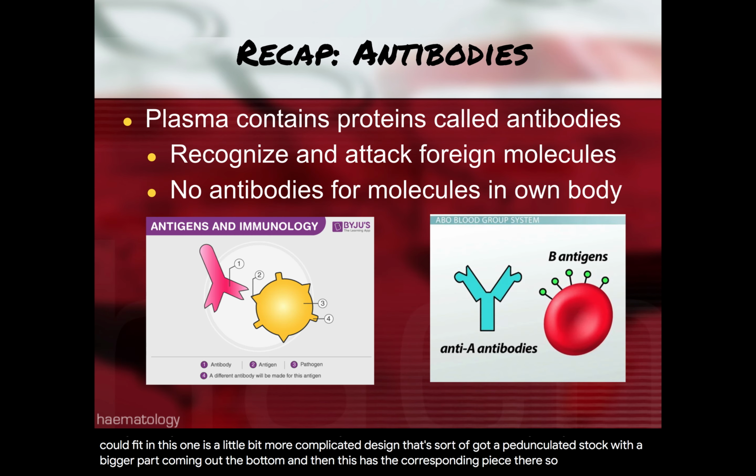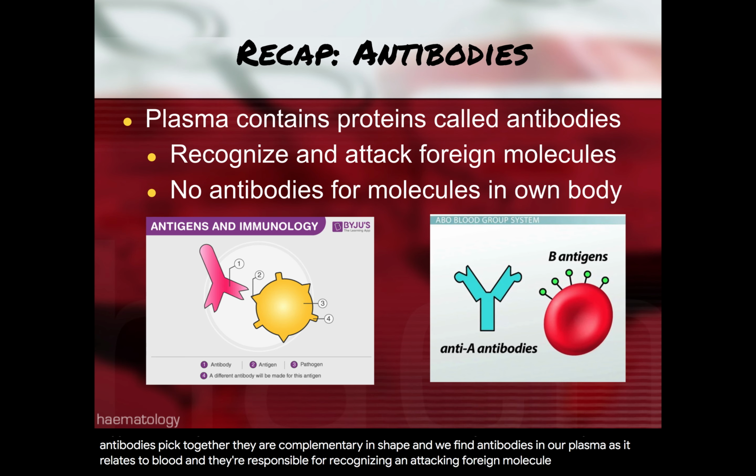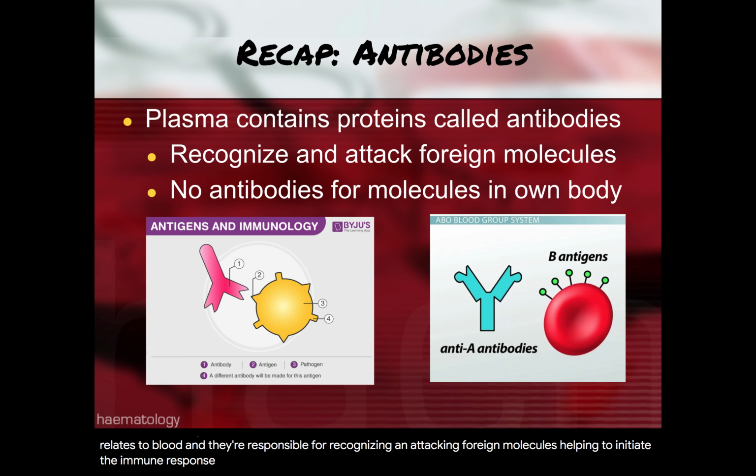So antigens and antibodies fit together, they're complementary in shape, and we find antibodies in our plasma as it relates to blood, and they're responsible for recognizing and attacking foreign molecules, helping to initiate the immune response by finding those antigens through their complementary puzzle piece-like shape configuration.